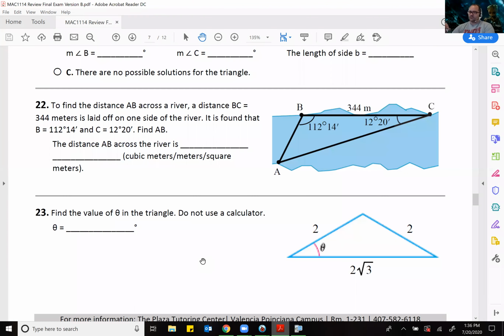Sorry, I drew my triangle a little too big on my paper. So we've got B, C. Put two B's by accident. Again, pen is the devil. Stay away from it. A. We're looking for A to B, so I put an X there. 344 meters, 112 degrees, 14 minutes, 12 degrees, 20 minutes. Okie dokie artichokes. Here we go.